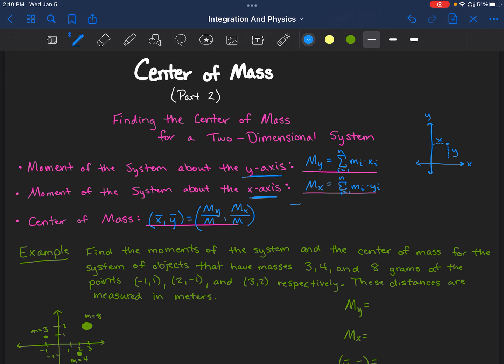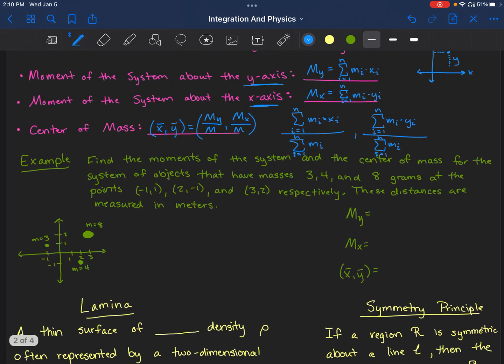So again, it's going to make a little more sense if I write it in summation notation. We're doing the sum of m sub i times x sub i divided by the sum of m sub i, and that's going to give me my x coordinate. And if I do the y coordinate, that's going to be the sum of m sub i times y sub i, all over m. So again, it seems a little backwards, and it kind of is backwards, but we're talking about distance from that axis, and we're going to use the appropriate coordinates.